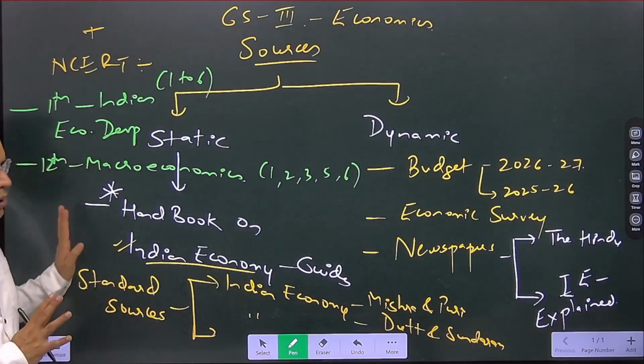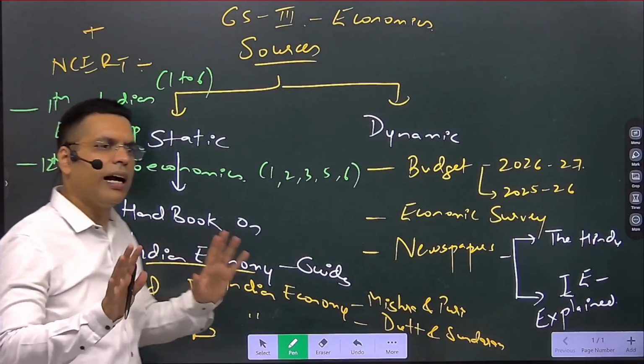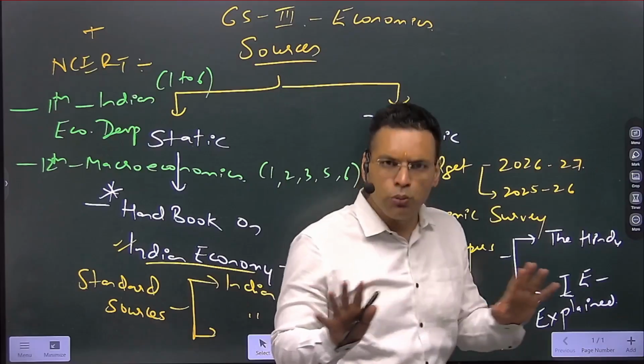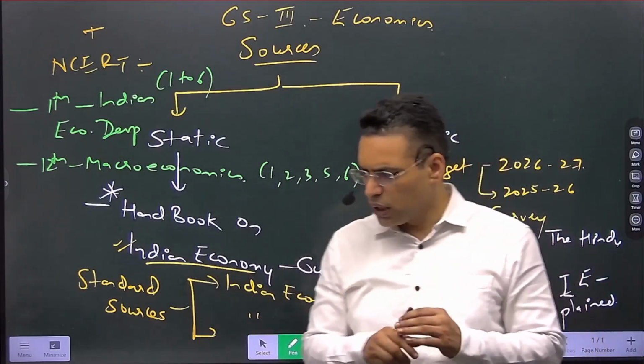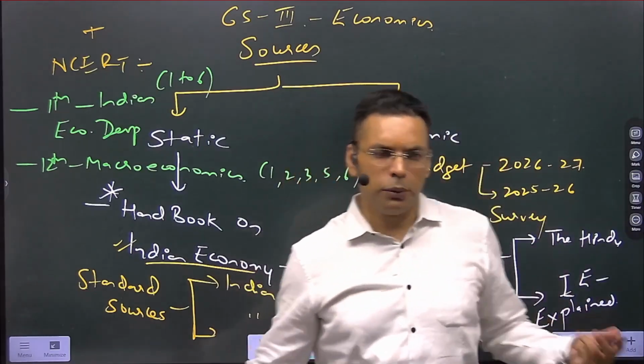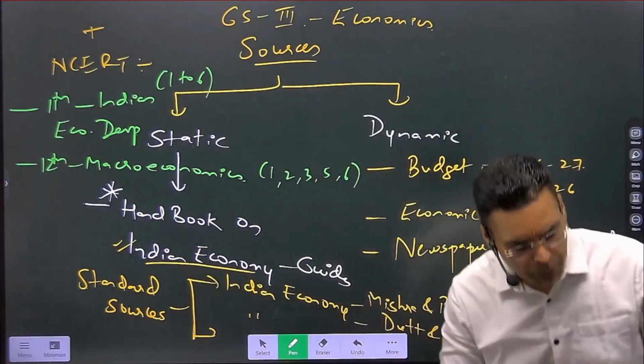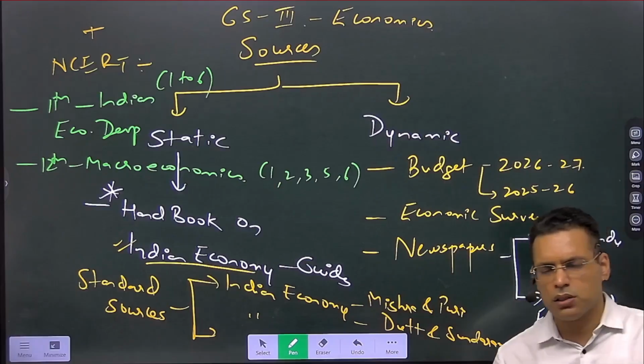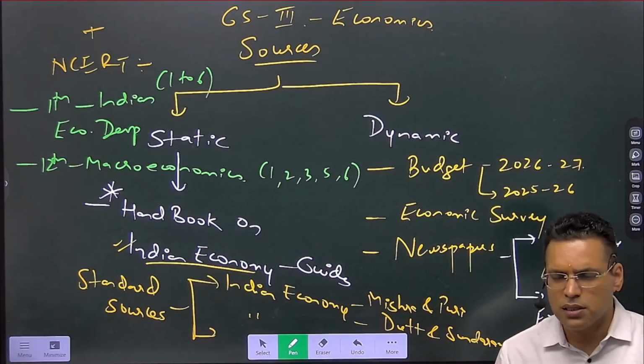So this is the sources. Let's say you already have a handbook on India's economy, so don't purchase any new book. A lot of people have already purchased it, I think. But if you haven't purchased it, avoid it right now, because we would do that in the class.